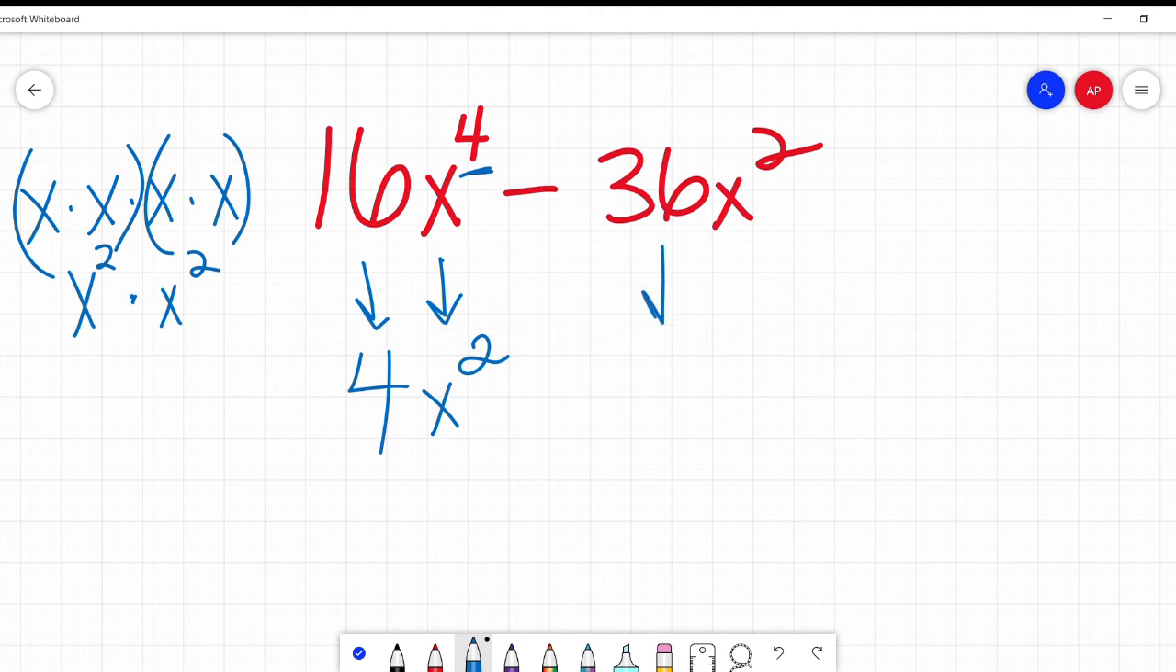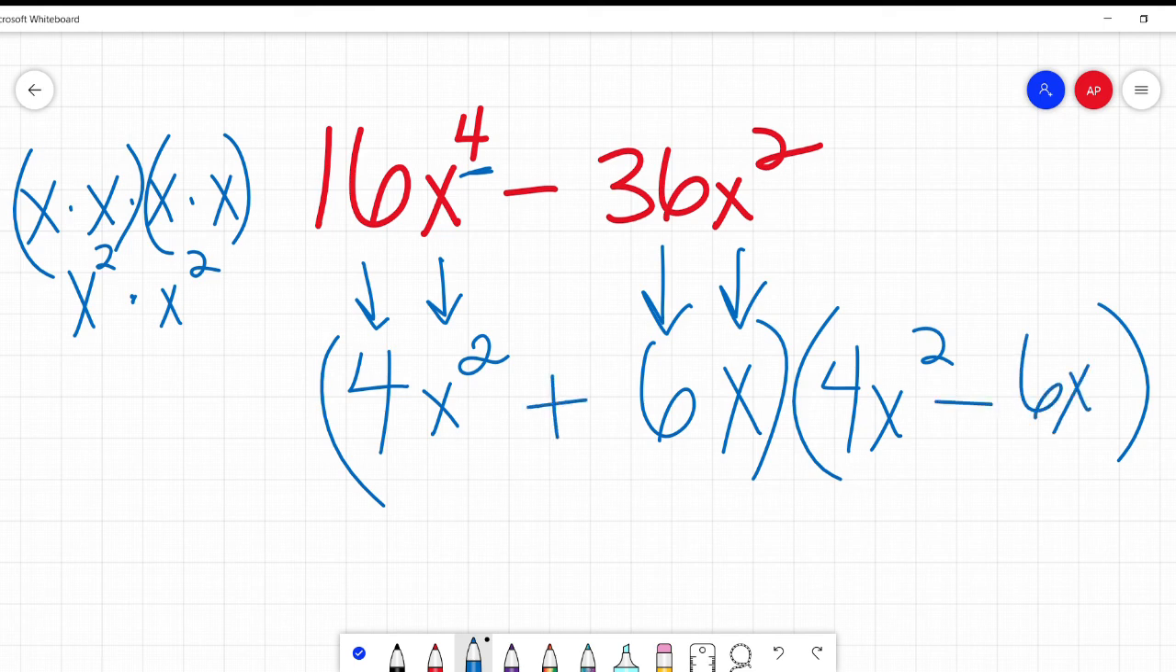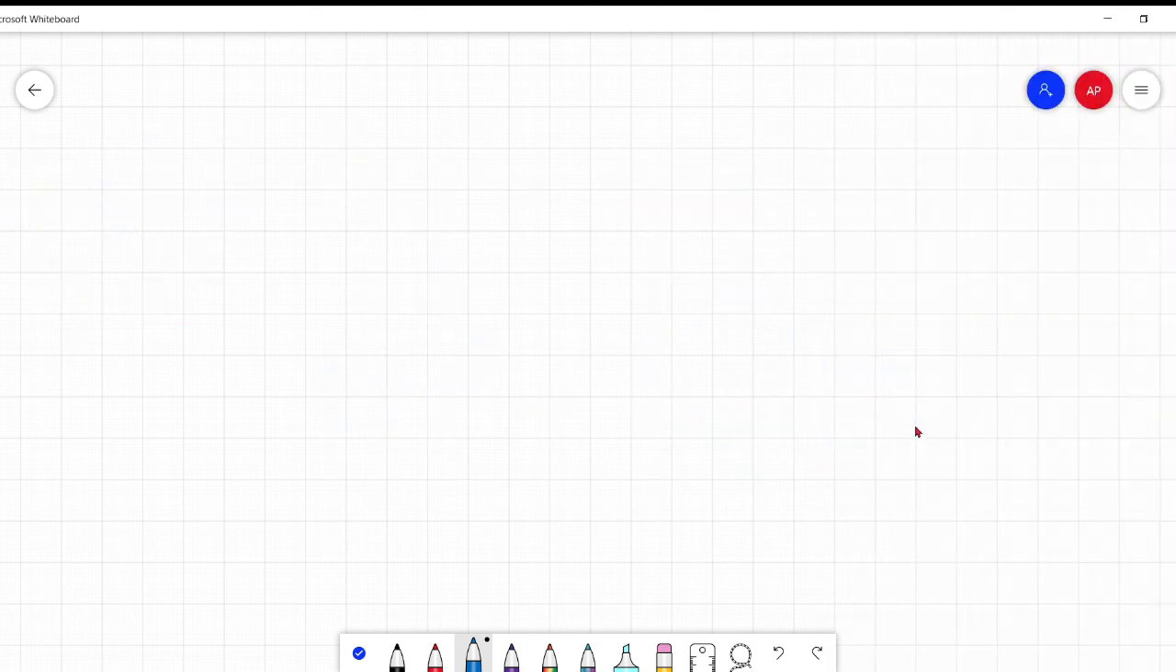All right, other side, 36. The number first, is 36 a perfect square? Yes, it's 6. Is x squared a perfect square? Yes, it is. That's an even exponent. I divide it by 2, get x. So those are my two terms. I write them twice, plus, minus. And that's it, boys and girls and cats of all ages. That is how we do it.